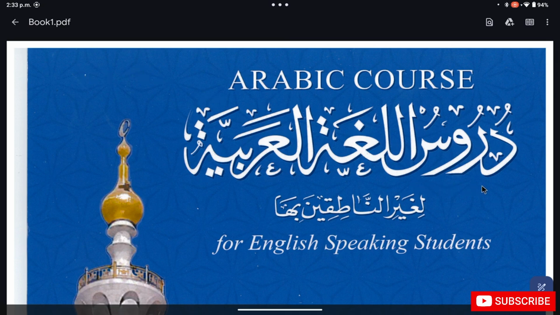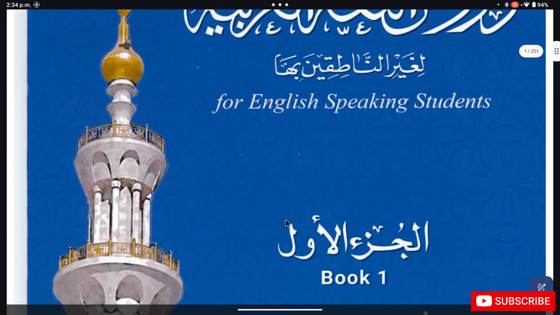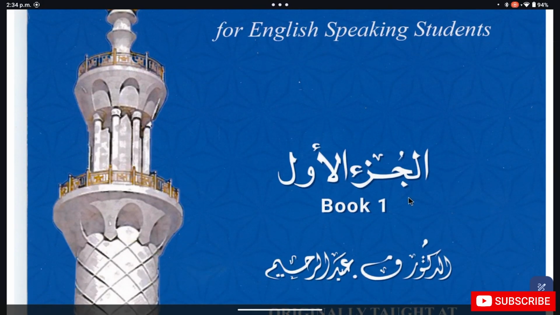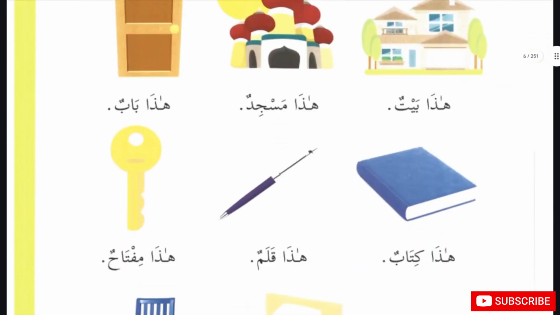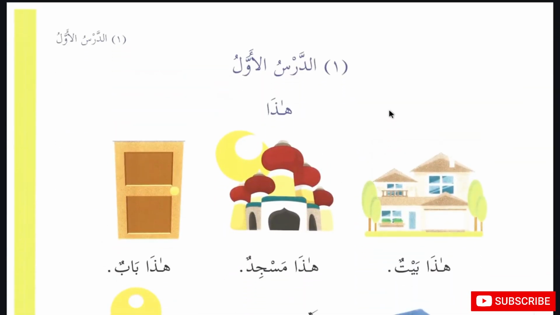In Arabic, it's referred to as دروس اللغة العربية. So the lessons of the Arabic language, لغير ناطقين بها, for those who don't speak it. So this is al-juz al-awwal, the first portion or book. So this is the first lesson. Ad-dars al-awwal. Ad-dars means lesson. Al-awwal means the first. So the first lesson.